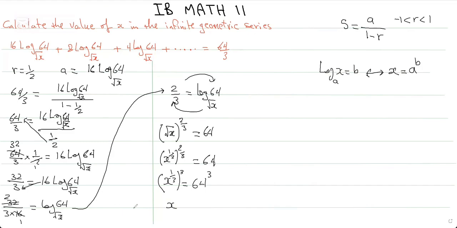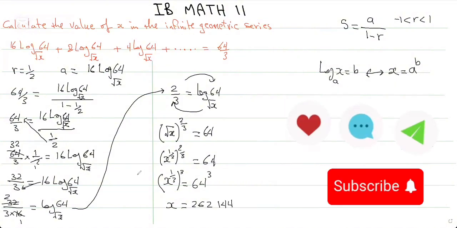And 64 to the power of 3 is just going to be a huge number. And x will be 262,144. And this is basically the answer to this, what looks like a complicated question. Just break it down and you'll get to the answer.